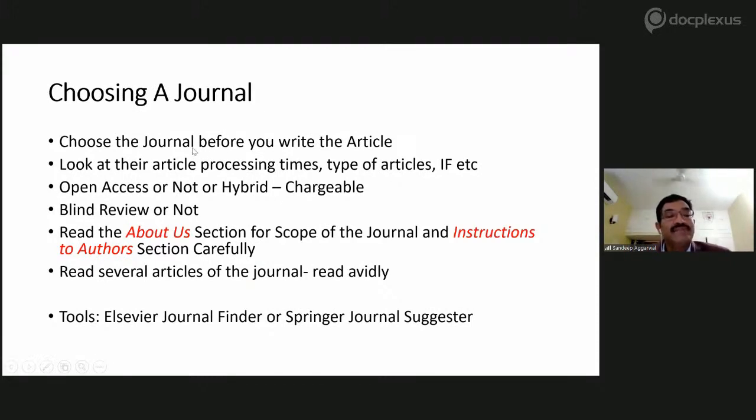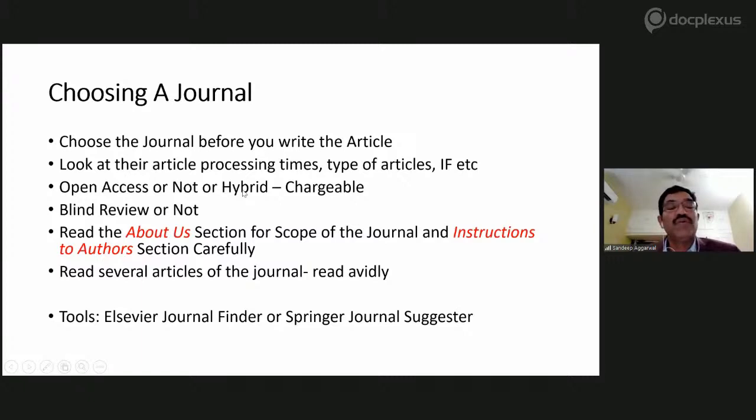So what do you look at? Look at their article processing times. Suppose you are a postgraduate who has finished a thesis and you want a quick publication, it may not be a very high impact journal because you want a job or a senior residency, so go for a journal which has a shorter article processing time. Look at the type of articles, look at the impact factor. If you think your article is of good quality and you want a higher impact journal, look at that. Another important thing is open access or not, or hybrid journal.